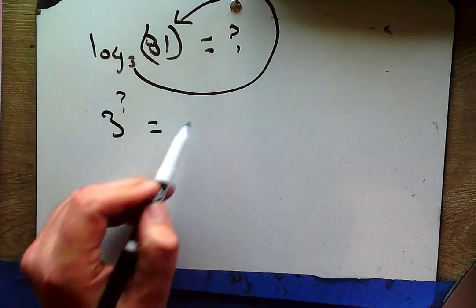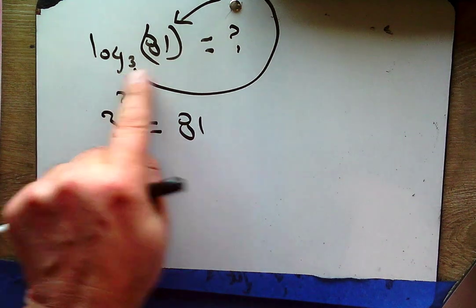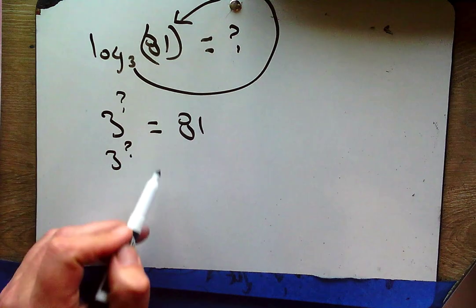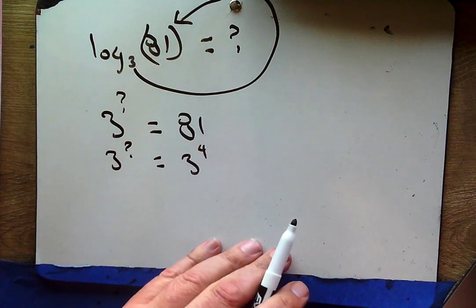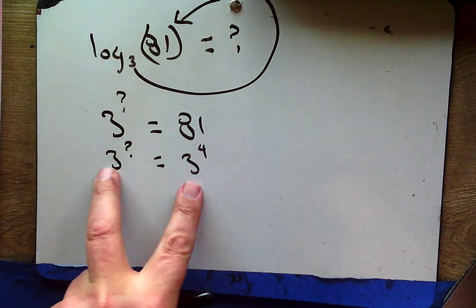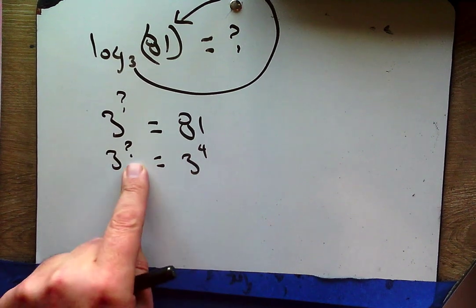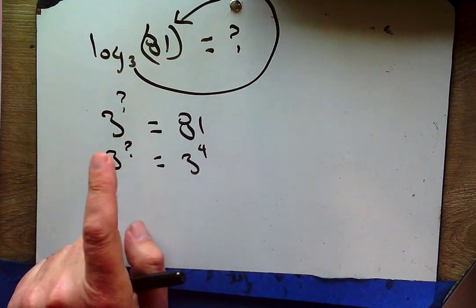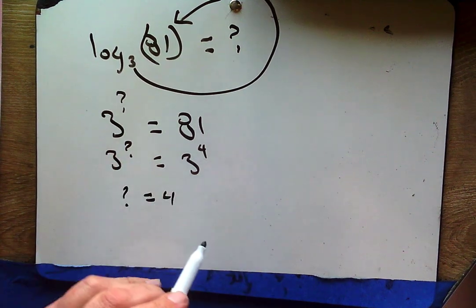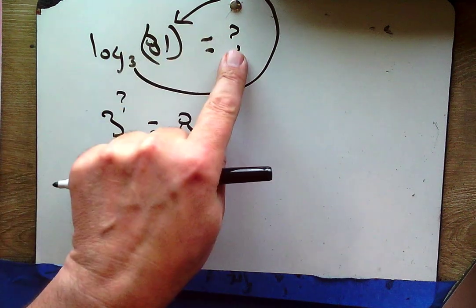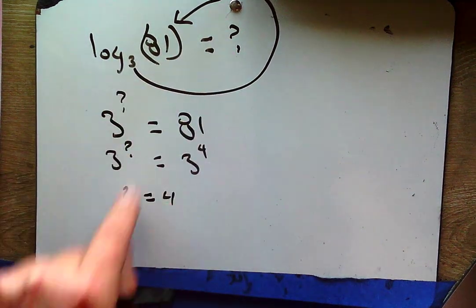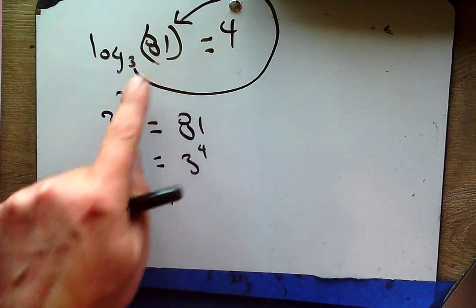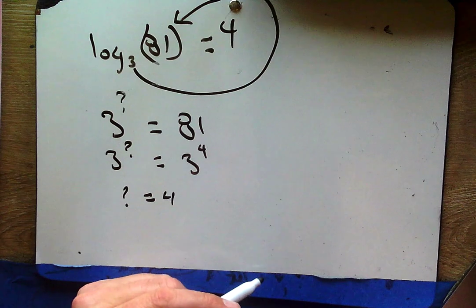3 to the question mark equals 81. Base, power, answer. Well, curiously, as we said earlier this year, 81 is 3 to the 4th. When the bases are the same and the terms are equal, what must be true about the powers? Powers are also equal. So then I know question mark is 4. Here's question mark. What is question mark equal to? 4. Base, power, answer. Yes, 3 to the 4th is 81.